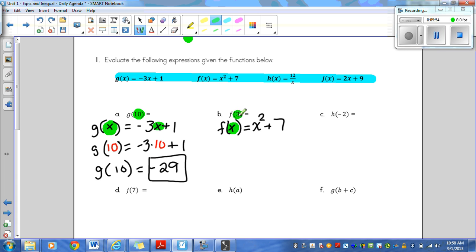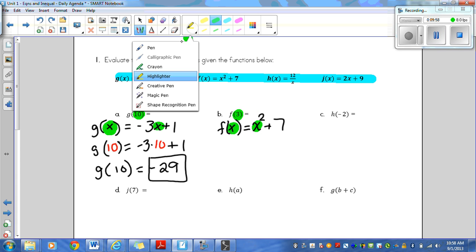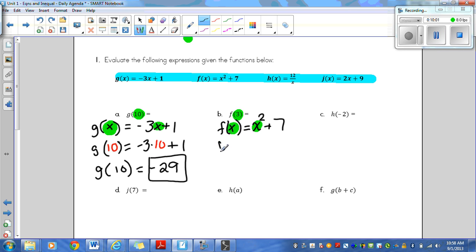Every time I see an x, I'm going to plug in a 3 now, f of 3. I'm going to use red for my variables. The 3, I'm going to plug it in every place I see an x. And so I get f of 3 equals 9 plus 7, which is 16.